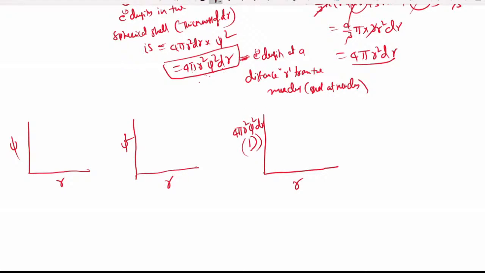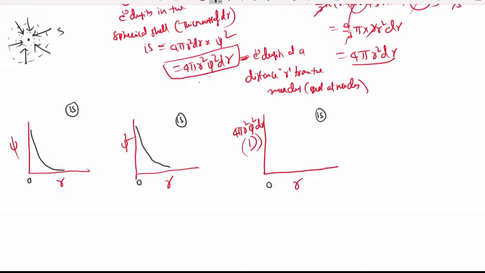Now you see, I am writing only for the 1s orbital. Here also 1s orbital, here also 1s orbital. For the 1s orbital, near the nucleus, the electron density is spherically symmetric. S orbitals are spherically symmetric, and the electron density is always high towards the nucleus. That is why for the s orbital you always start from here. For psi square also, it comes up to here like this.